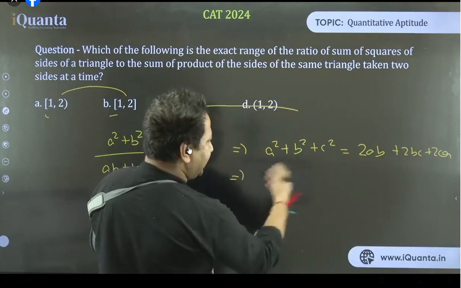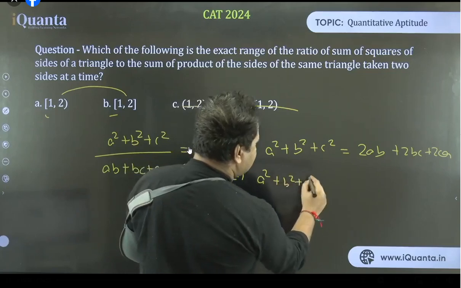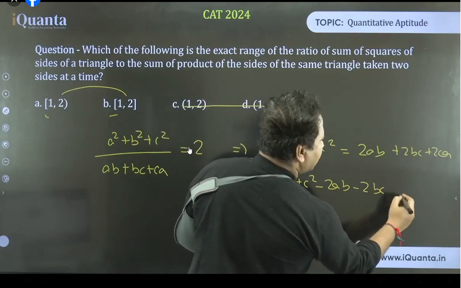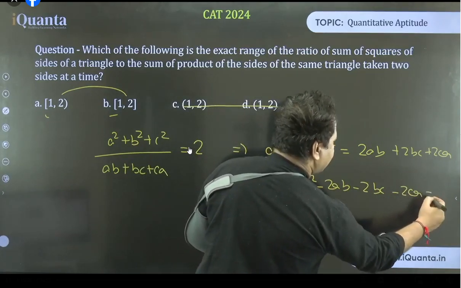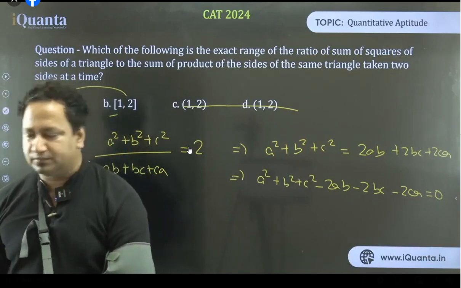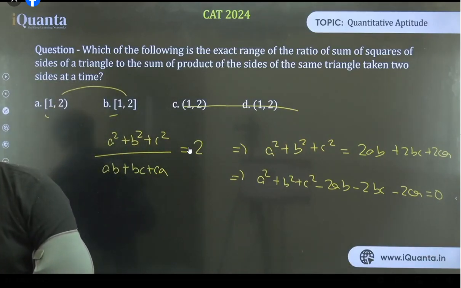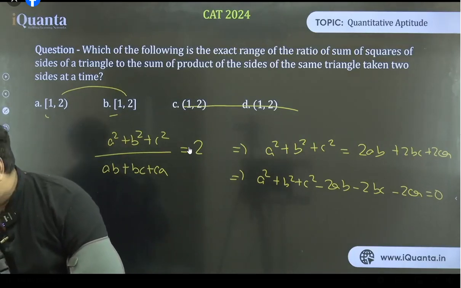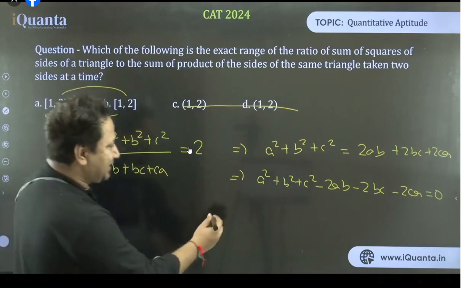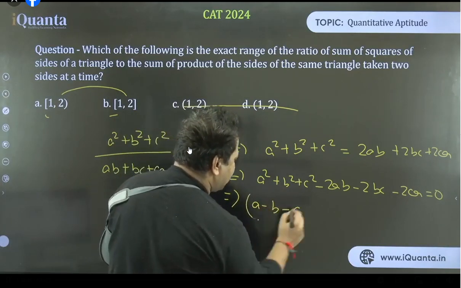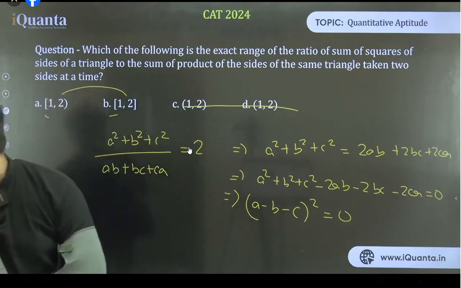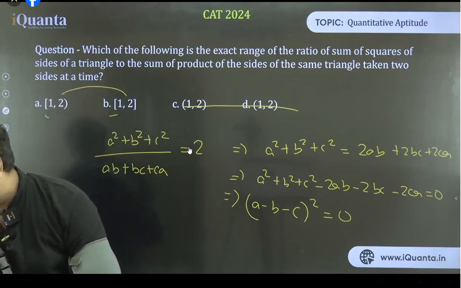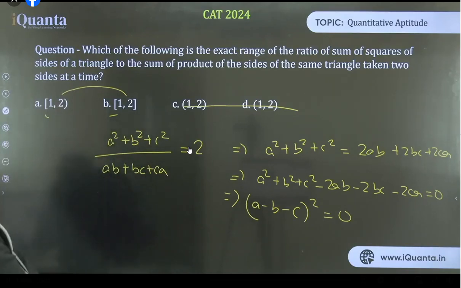Okay, cool. Let's bring it here. So we'll have A square plus B square plus C square minus 2AB minus 2BC minus 2CA equal to 0. Right? Shashwat, exactly. Jatin, yes. And what is this equal to? This is nothing but A minus B minus C whole square. It says it is equal to 0, isn't it?